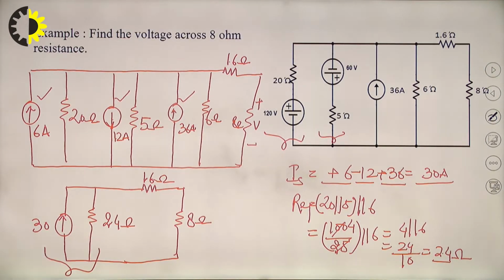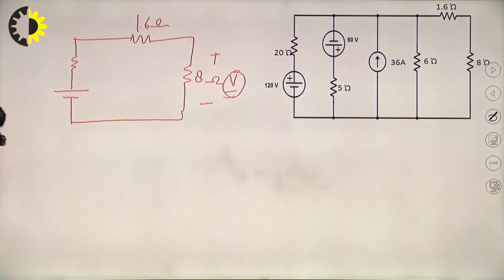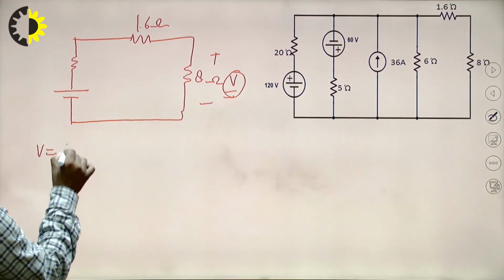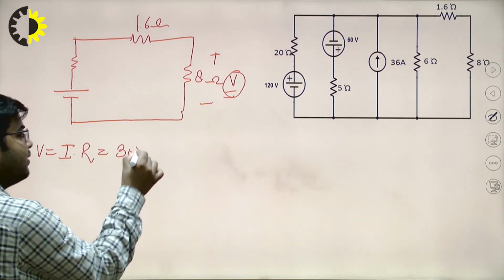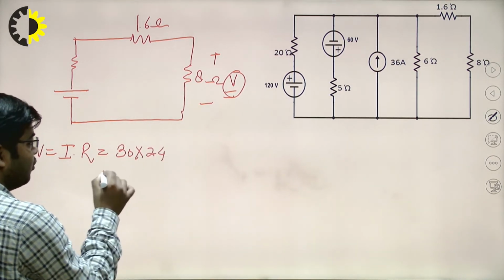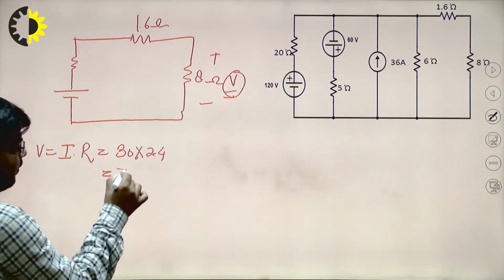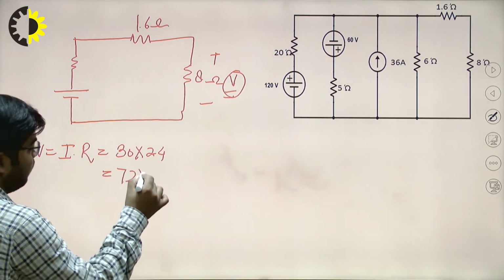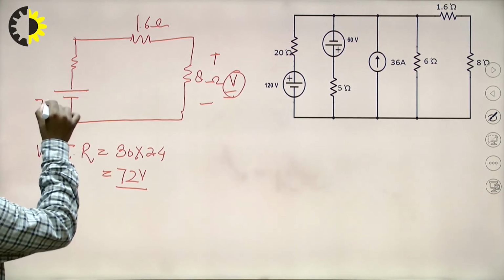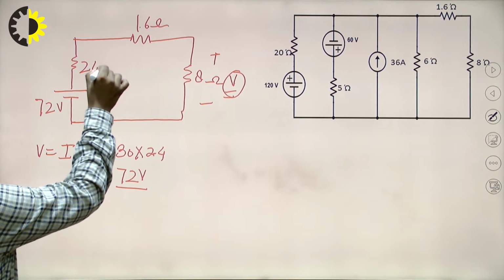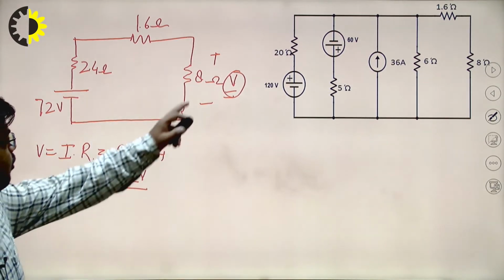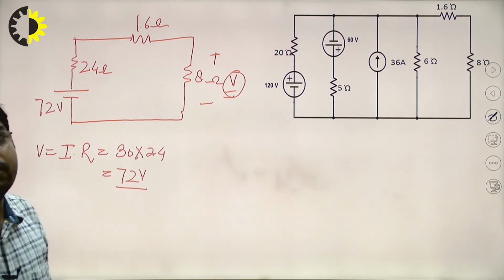Now calculate this voltage value. V is equal to I into R. I is 30, R is 2.4. So you can calculate, this will be 72 volts. So this value will be 72 volt, and this value will be 2.4 ohm. Now you can find out this voltage by using the voltage division rule.